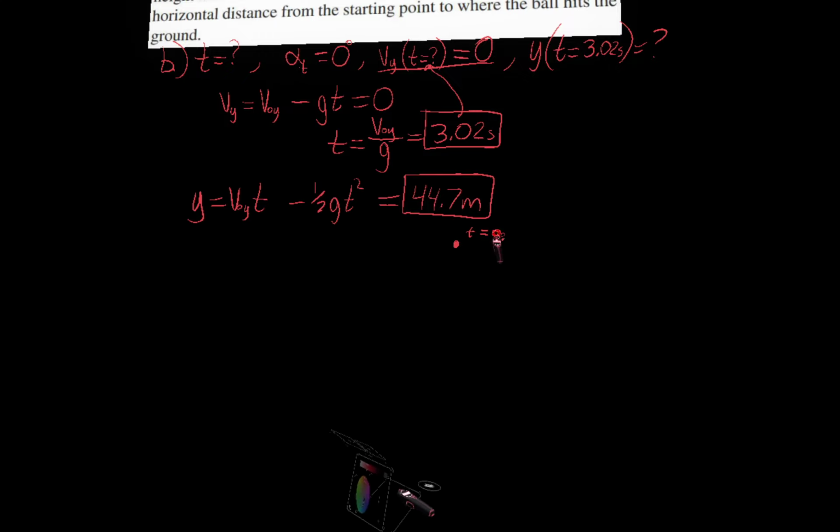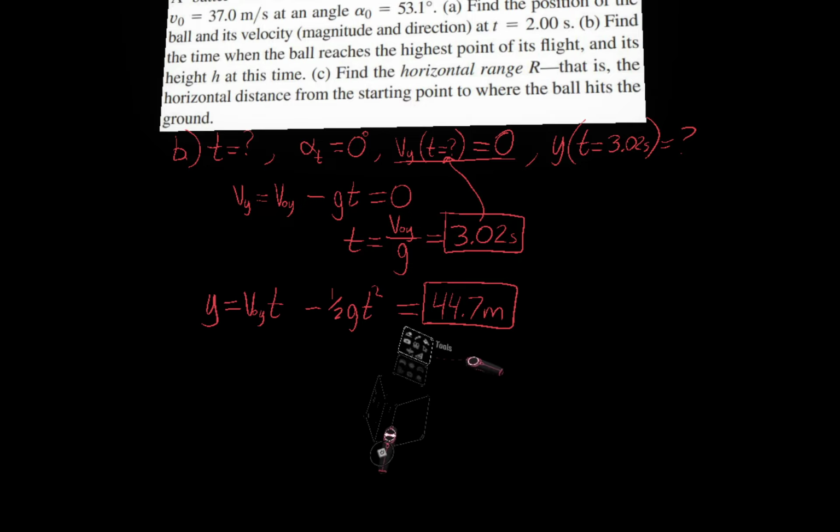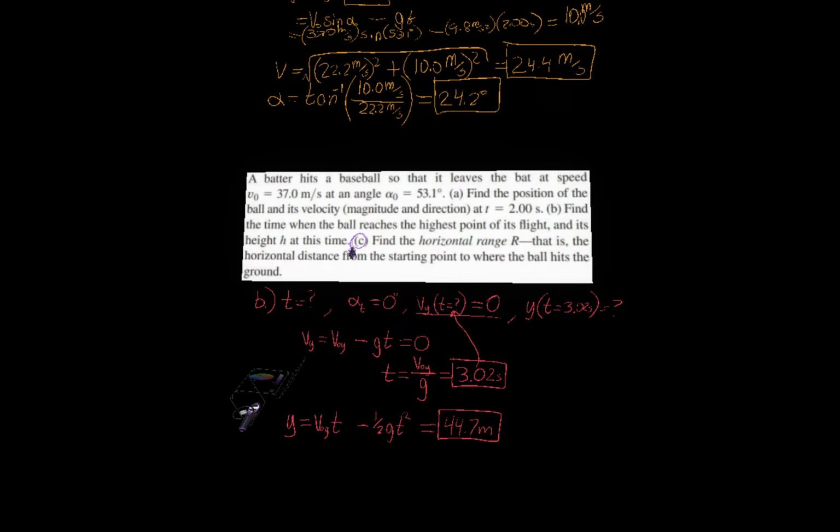So now, what does it want next? That was B. If I'm not mistaken, we're done with B. Yeah. So now C. Let's see. Let's go purple. C. Find the horizontal range, and they help define what that is. Horizontal range R, that is, the horizontal distance from the starting point to where the ball hits the ground. So the horizontal range R.